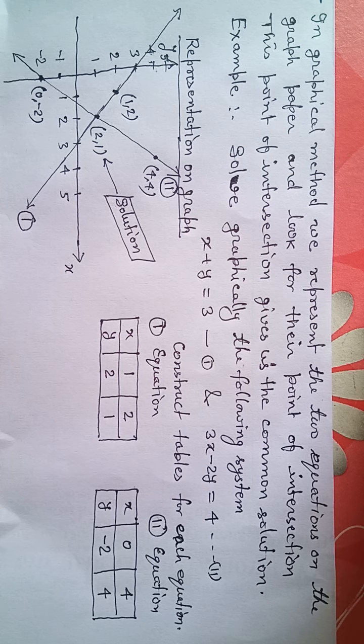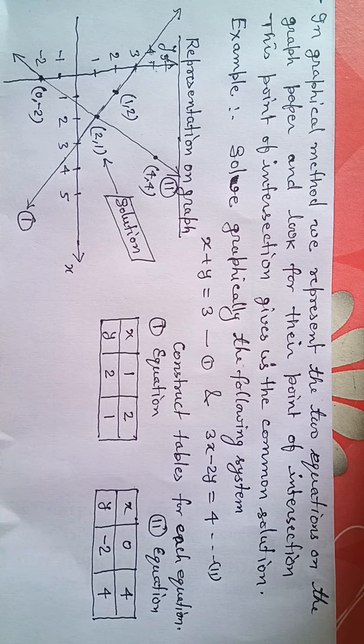Let us illustrate the idea with an example. Let us consider two linear equations. The first one is x plus y is equal to 3 and the second one is 3x minus 2y is equal to 4. Now for each equation, we are going to construct a table of values of x and y that are satisfied by equation 1 and equation 2.